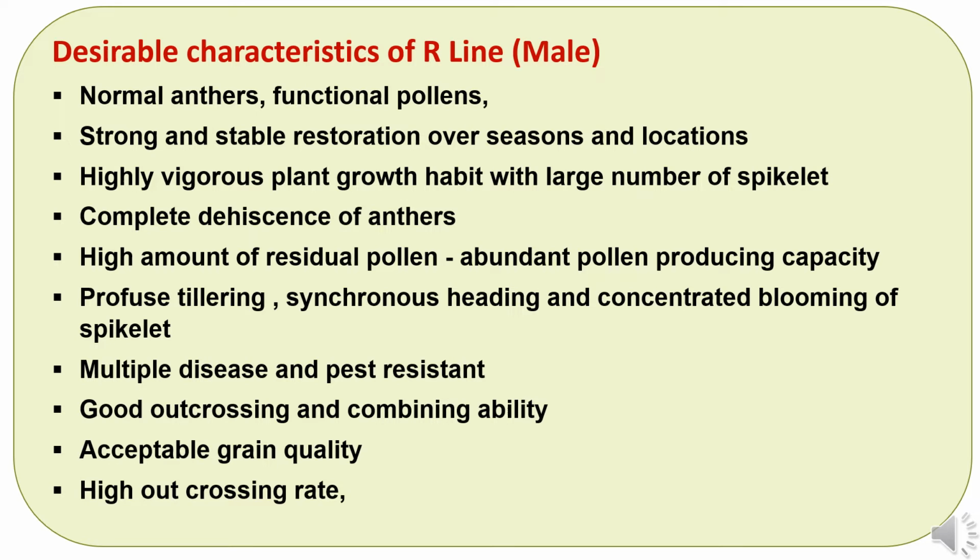As far as the pollen grains supplied to the female sterile A line are concerned, the R line should have profuse tillering, synchronous heading and concentrated blooming of spikelets to supply pollen grains for a longer time. The R line should have multiple disease and pest resistance to incorporate in the hybrid seed, good outcrossing and combining ability, acceptable grain quality and a high outcrossing rate.